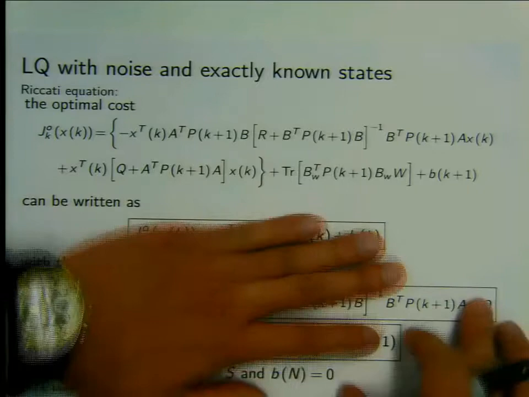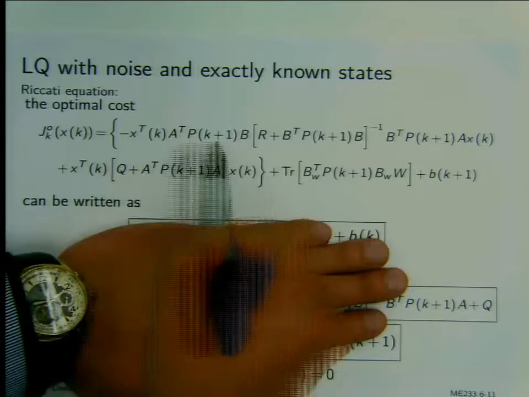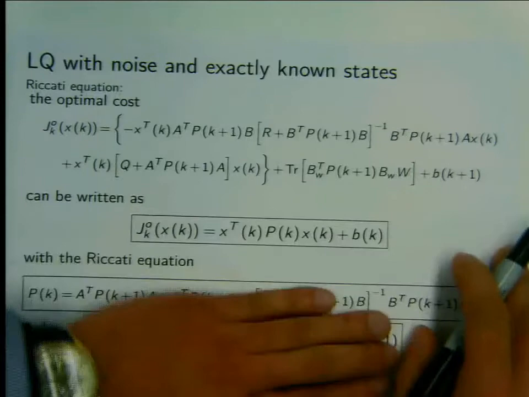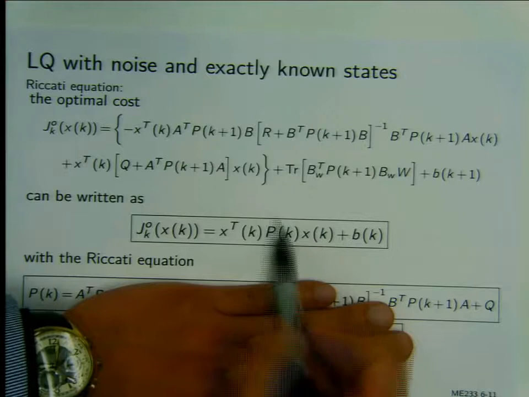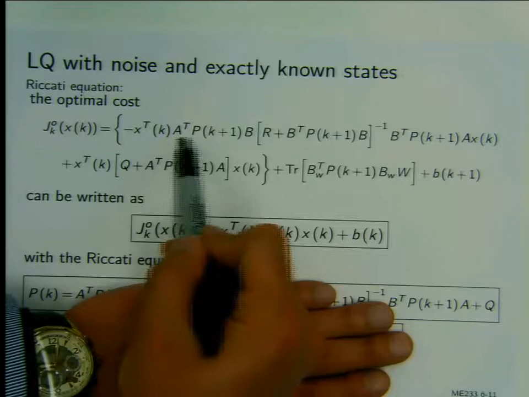OK. So essentially, we have actually solved the problem. We just need to massage the equations to make it look nicer. So the optimal cost, as you have seen, is a quadratic function of x plus some constant term. So we can define it as a quadratic function of x plus the constant. And this P matrix is whatever is inside the whole structure here. The P matrix is going to be this one plus this one here.